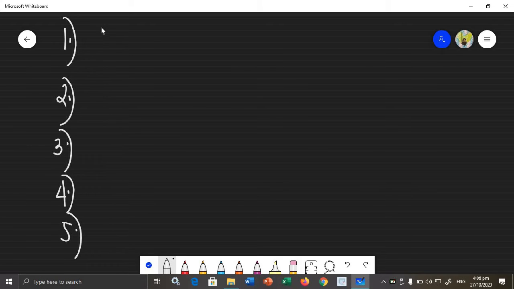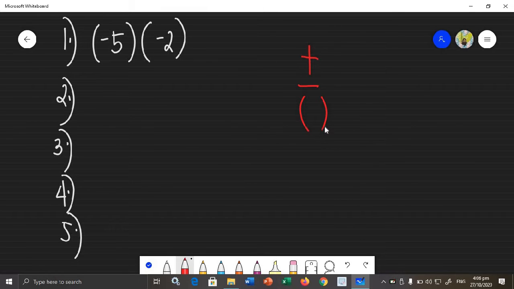So let's say number 1, we will be multiplying negative 5 and negative 2. And before I forget, a reminder: in addition I use a plus sign, in subtraction I use a minus sign. In multiplication of integers, I am going to use parentheses, because parentheses are an indication of multiplication, not just the times sign.